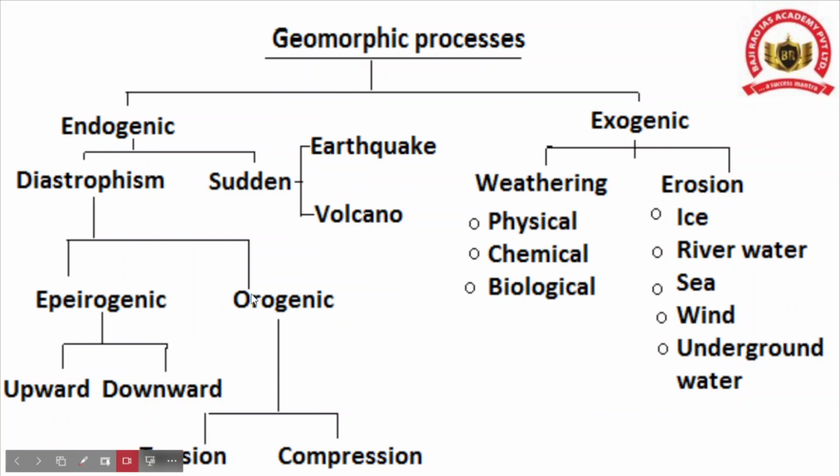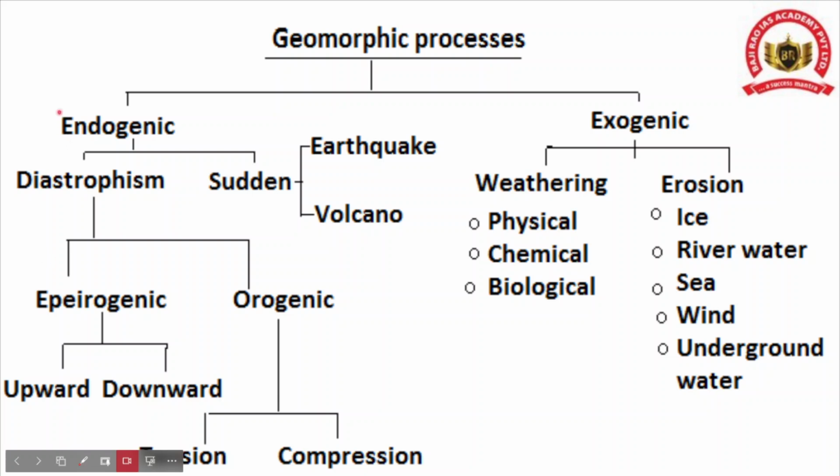Now you have first defined what exactly a geomorphic process is. In your answer, if you draw a table, a flow chart or a tree diagram like this, it would be more impactful. As I have said earlier, geomorphic processes can be categorized into endogenic forces and exogenic forces. Endogenic forces take place inside the Earth's surface, while the exogenic forces take place on the surface of Earth.